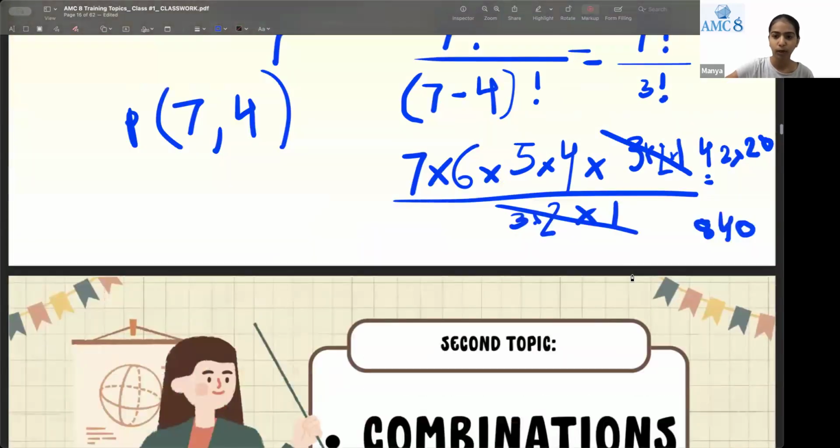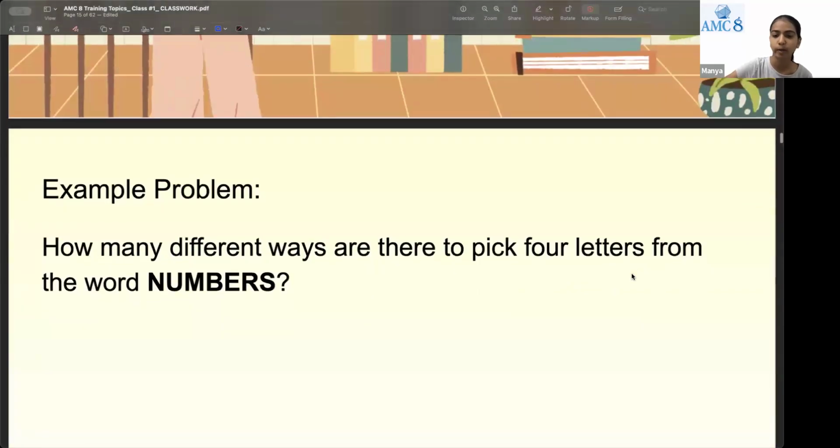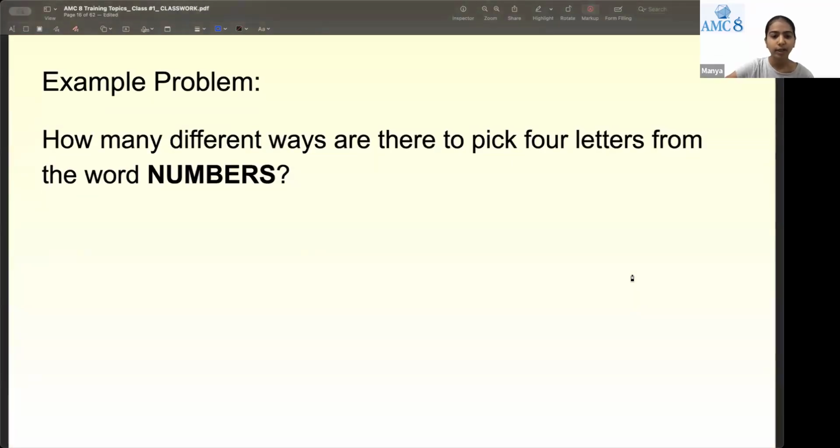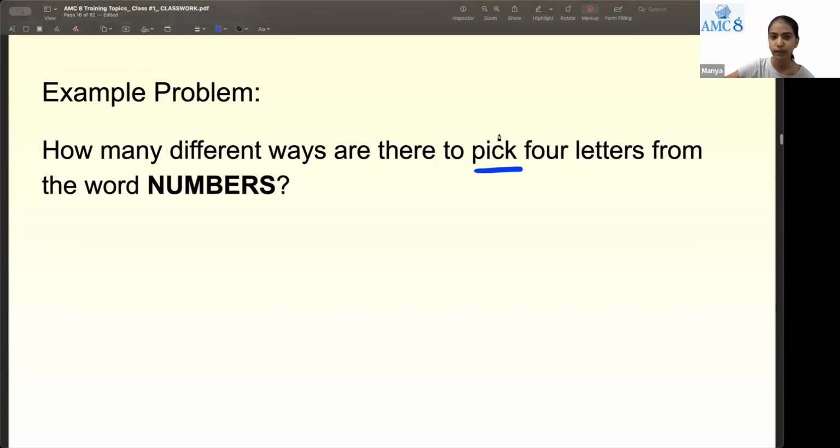So that was permutations, and now this is the same problem but in combinations. How many different ways are there to pick 4 letters from the word numbers? Here, we're trying to pick 4 letters. No, we're not trying to arrange the 4 letters. We're trying to pick them. So we would do 7C4, meaning 7 choose 4.